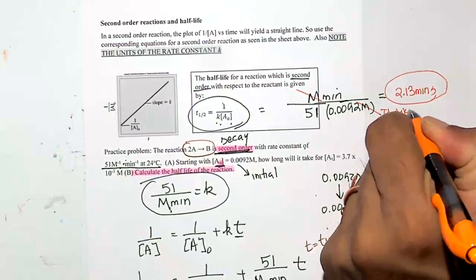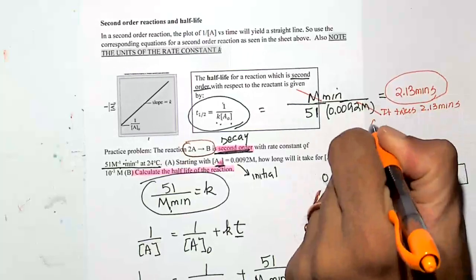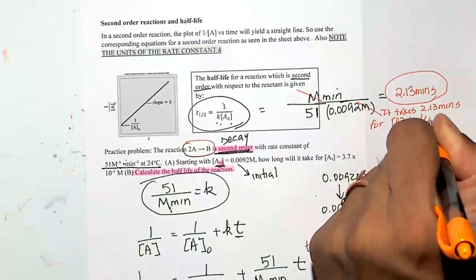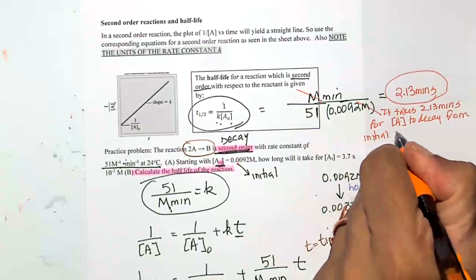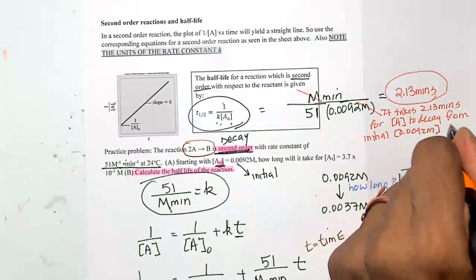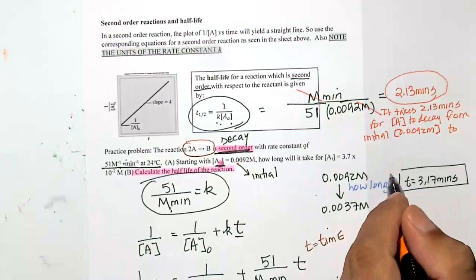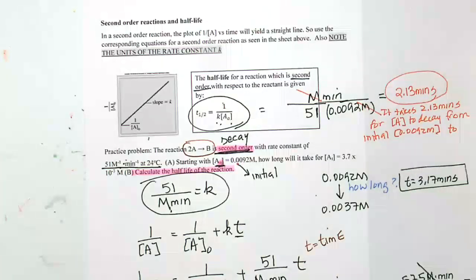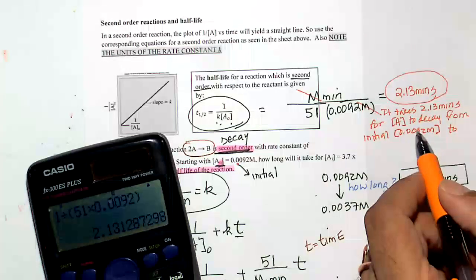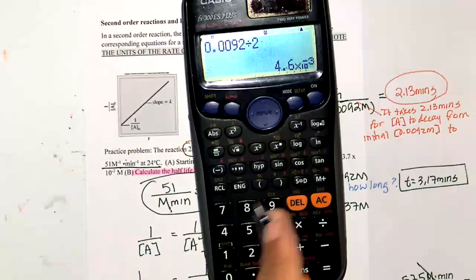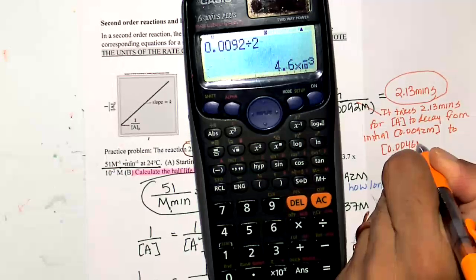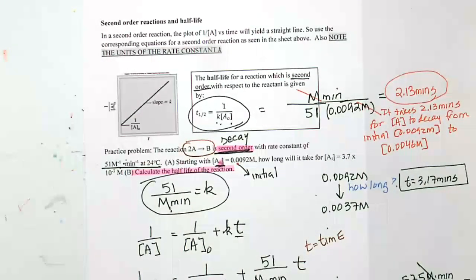All right, so it takes 2.13 minutes for A to decay from initial concentration 0.0092, and after 2.13 minutes, what will the concentration of A be? Half-life. What will it be? 1/2 of that. So what's 0.0092 divided by 2? 0.0046. That is, in essence, the definition of half-life. In 2.13 minutes, it will go from 0.0092 to 50% of that, which is 0.0046.